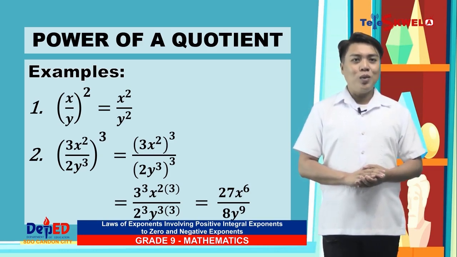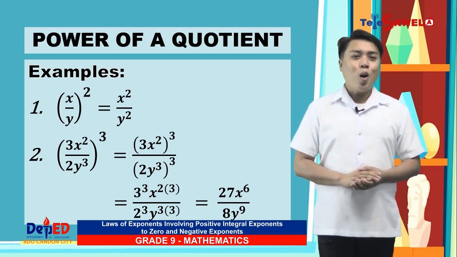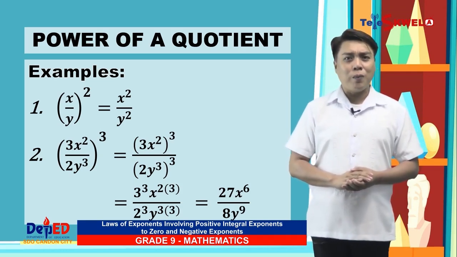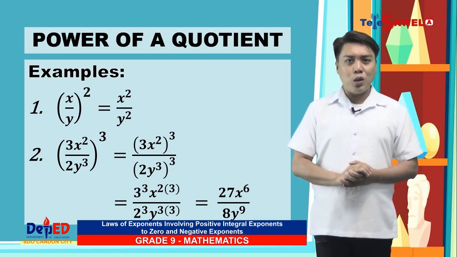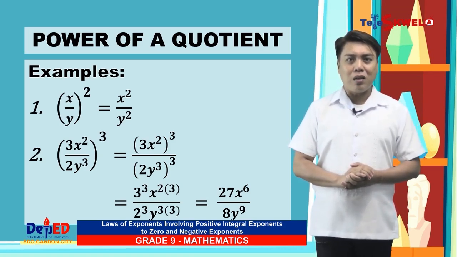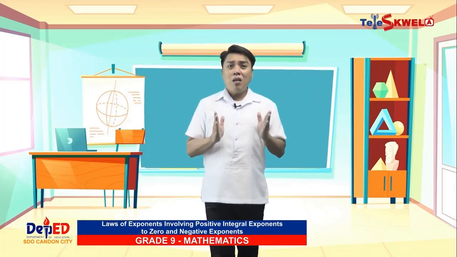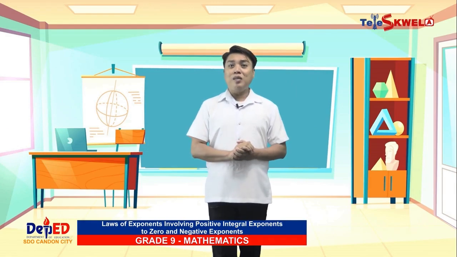Is equal to 27x raised to the 6th power all over 8y raised to the 9th power. Remember to raise all factors of both numerator and denominator to the given powers. The laws of exponents can also be extended to include zero and negative integers.